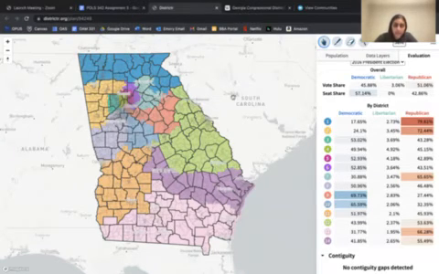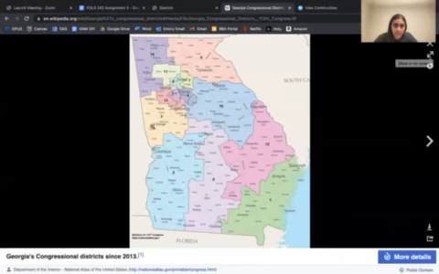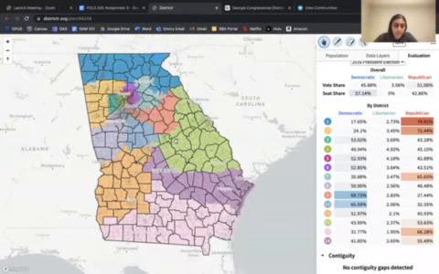Additionally, the central parts of Georgia, south of Atlanta, over here, used to be completely represented by Republicans. And now many of the cities, including Peachtree City, Macon, Columbus, are all in Democratic districts.